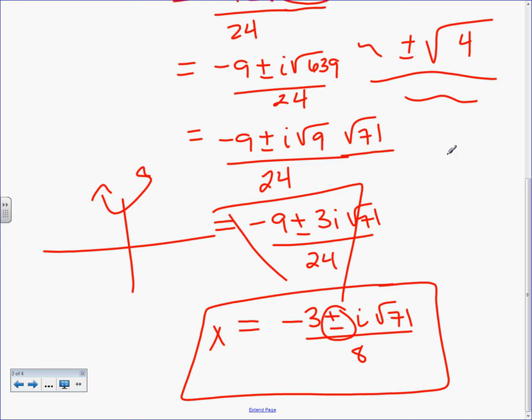Would it be rational or irrational? What do you think here? Why do you think rational? Because it's a perfect square. 4 is a perfect square. If I had 13, it'd be 2, real, irrational, okay?